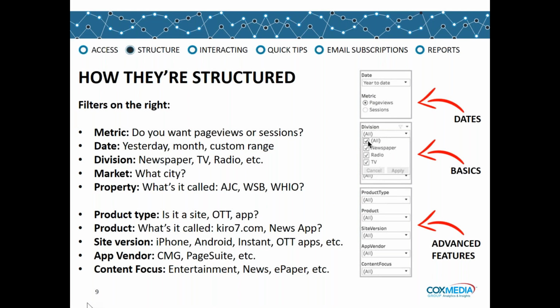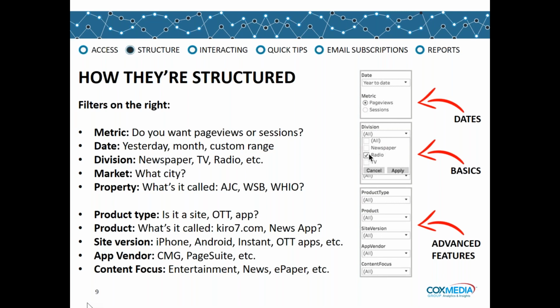And then site version is useful if you're trying to see how a property performs on specific items of the site. So iPhone, Android, will have the different instant kind of articles. So Facebook Instant Articles or Google AMP, and then it has each of the OTT apps listed out, like Roku or Apple TV and things like that. So that's a great one if you're really looking to dive into how specific parts of our sites or our properties or products do in these different metrics.